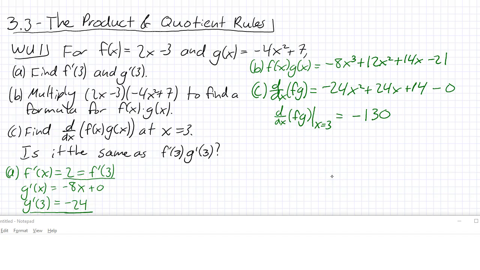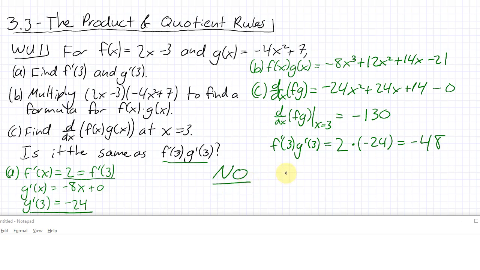So that sounds good, but is that the same thing as what we would have gotten if we did f prime of 3 times g prime of 3? Let's do that here. Well, f prime of 3 times g prime of 3 would be 2 times negative 24, which comes out to negative 48. So it looks like that's not the same thing. If we multiply the functions first and then get the derivative of that product, we got a totally different thing than just multiplying the product of the derivatives. So the answer to this is no.